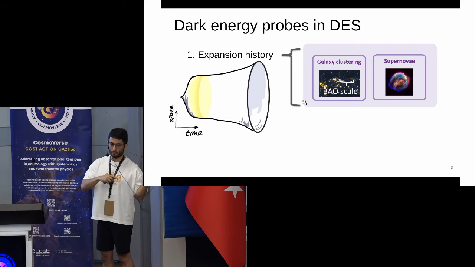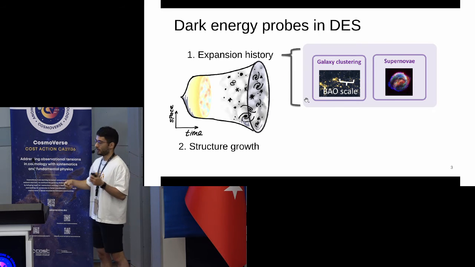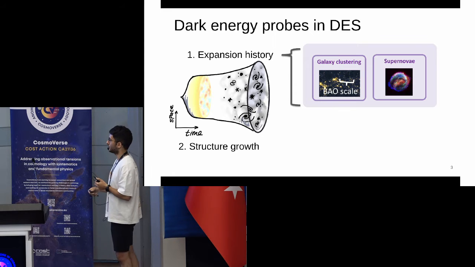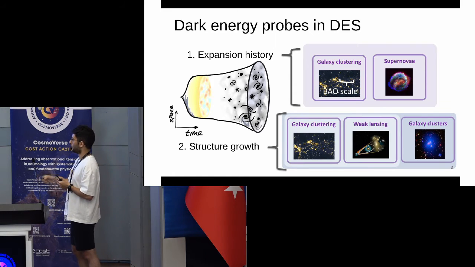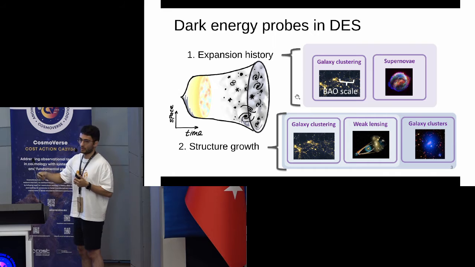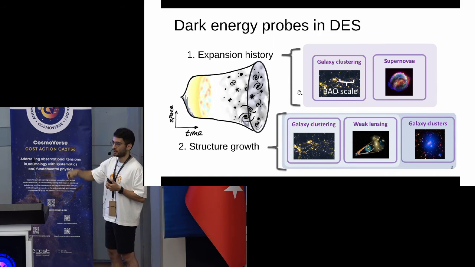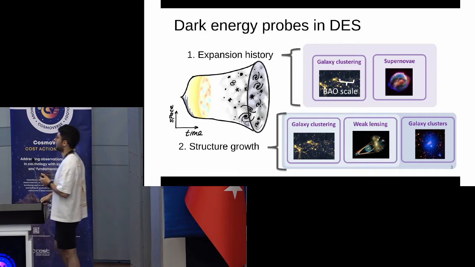On the other hand, we have probes that allow us to study the structure growth, so the evolution of the primordial density fluctuations of the universe. And here we have 3 different probes. We have the full shape of the galaxy clustering. Here we are just focusing on the BAO scale. Here we're using the entirety of the galaxy clustering signal. And weak lensing. The combination of these 2 is what we usually refer to as 3x2pt. And this analysis is ongoing right now for the Y6 dataset, so stay tuned for the results.